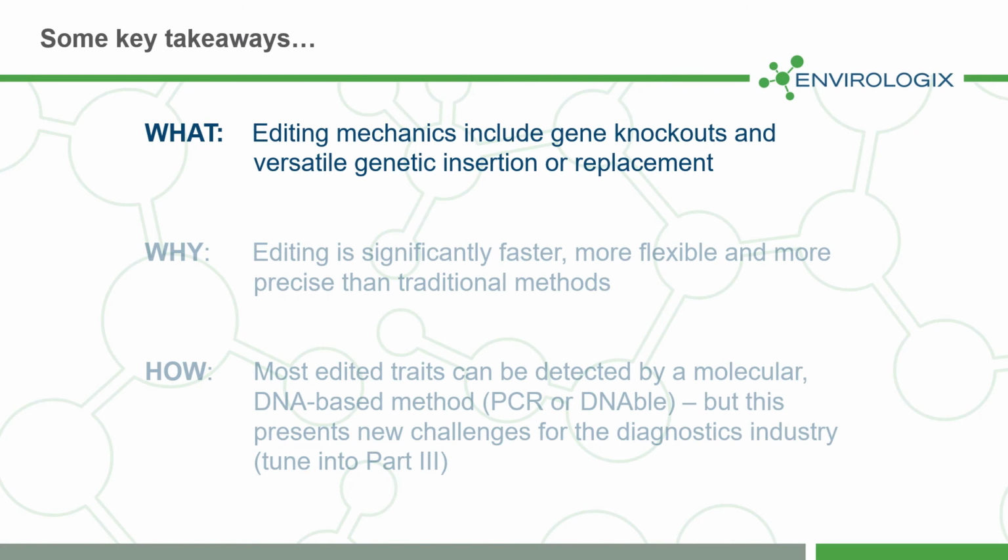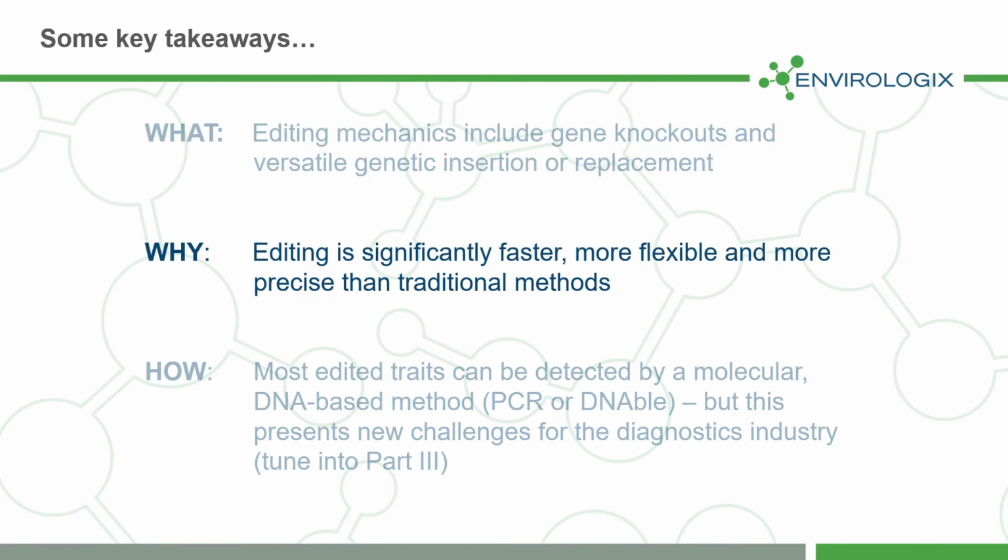So some key takeaways for this slightly deeper dive on the science of genetic editing. So editing mechanics can include gene knockouts and versatile genetic insertion or replacement. Why is this different from other methods? So it's significantly faster, it's more flexible, and more precise than traditional methods of genetic modification.